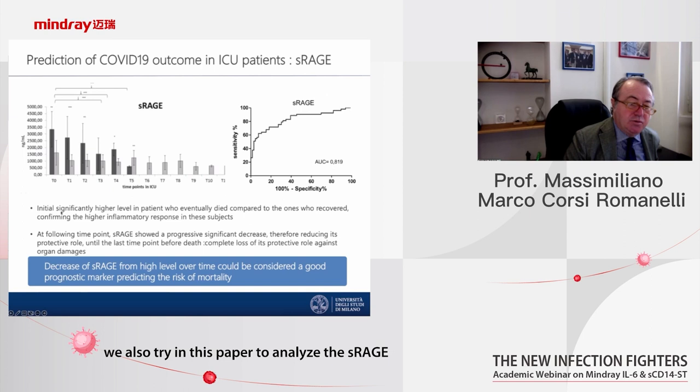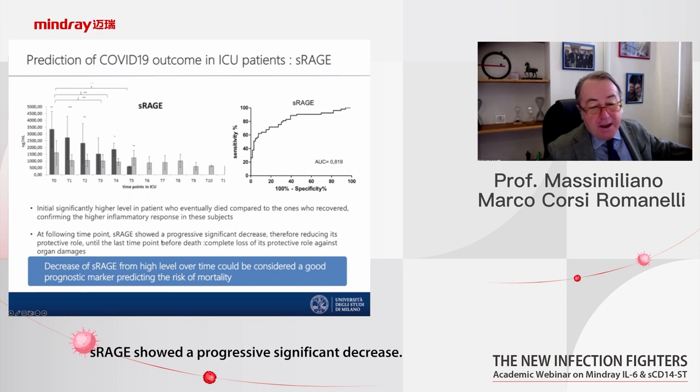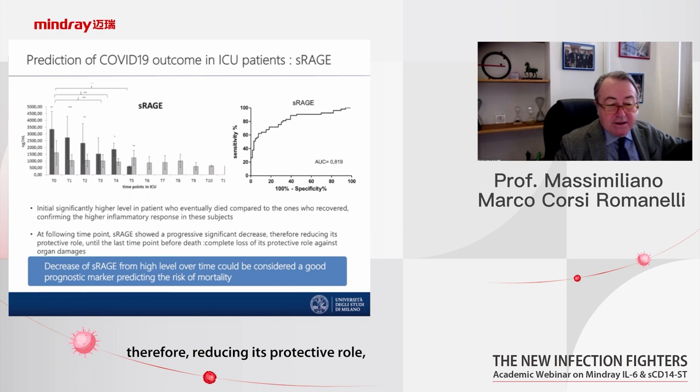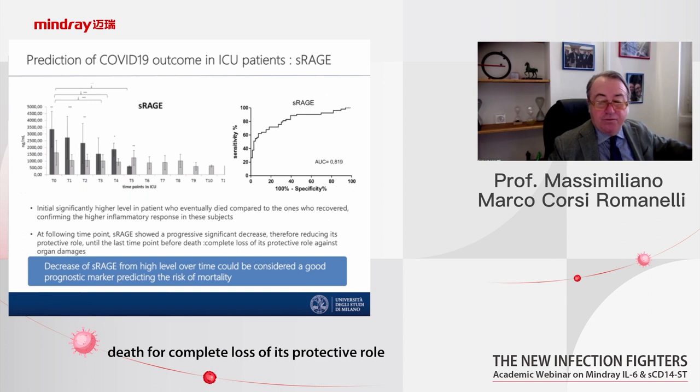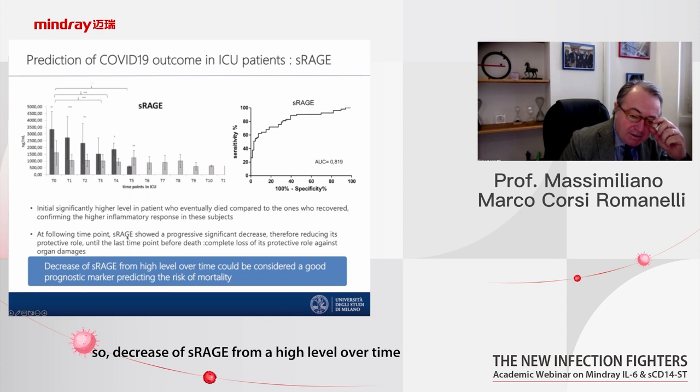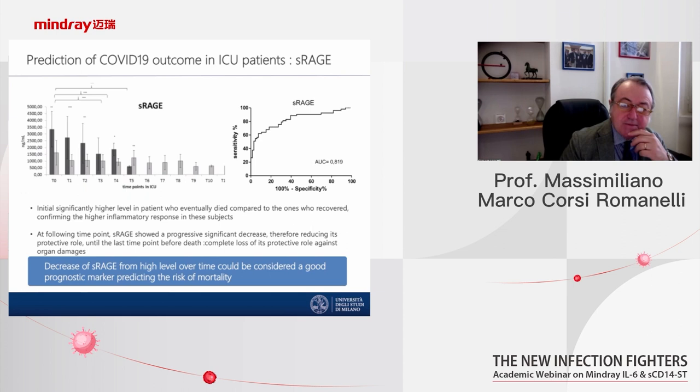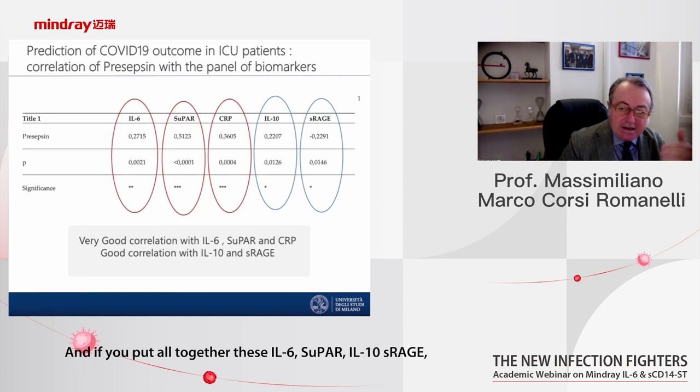In our patients, we also tried in this paper to analyze sRAGE, and it was initially significantly higher in patients who eventually died compared to those who recovered, confirming the higher inflammatory response in these subjects. At following time points, sRAGE showed a progressive significant decrease, therefore reducing its protective role, until the last time point before death, with complete loss of its protective role against organ damage. So a decrease of sRAGE from a high level over time can be considered a good prognostic marker predicting the risk of mortality.